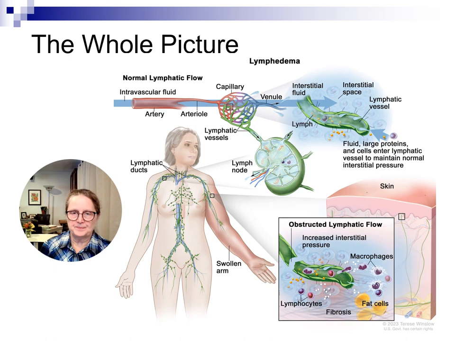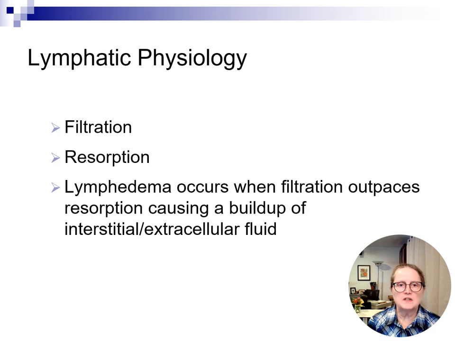We will now examine the physiology of the lymphatic system. Filtration is the process of fluid movement out of the arterial capillary bed and into the interstitial spaces. Resorption is the process of fluid movement out of the interstitial spaces and into the initial lymphatics. The fluid is composed of plasma, proteins, cell debris, microorganisms, and immune cells. Once it enters the lymphatic vessel, it is called lymph.